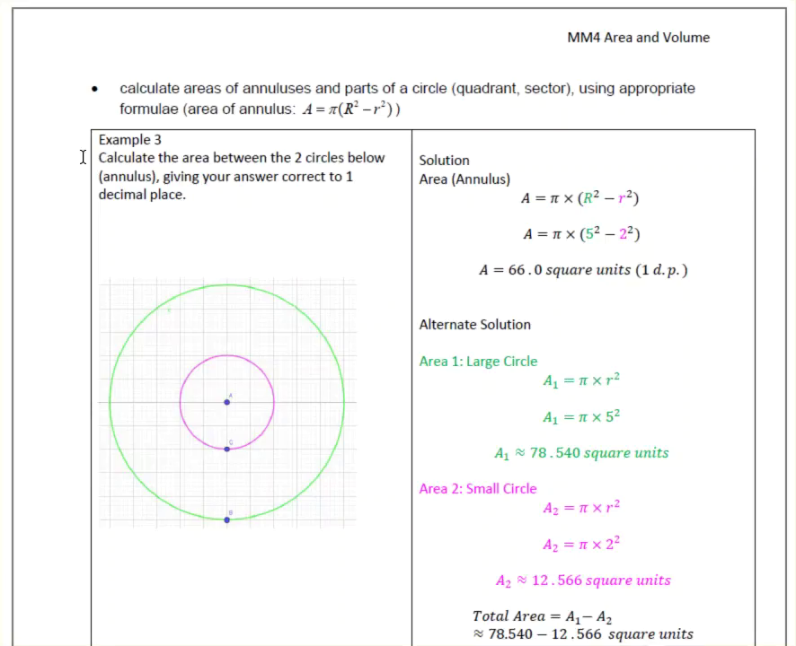The second dot point for MM4 area and volume says calculate areas for annuluses and parts of a circle, so quadrants and sectors, etc., and using appropriate formula. So the formula for the area of an annulus is this one here. So for example 3, calculate the area between two circles, which gives us an annulus.